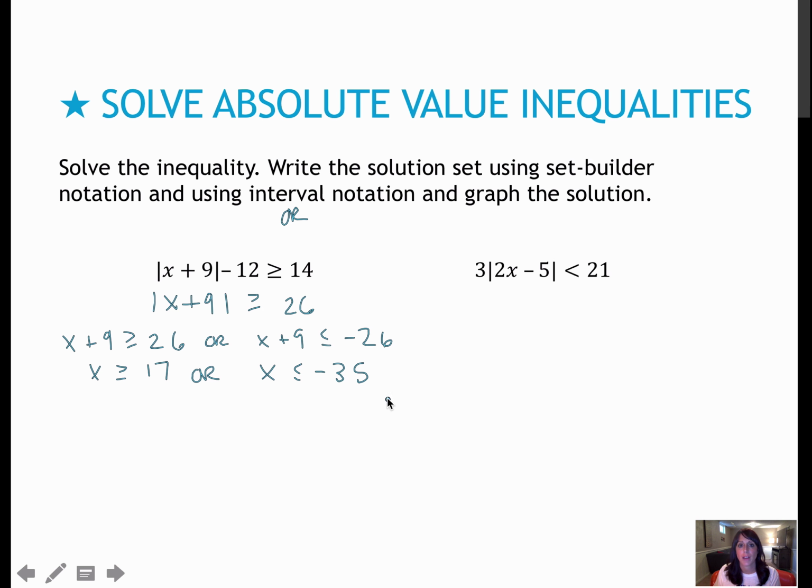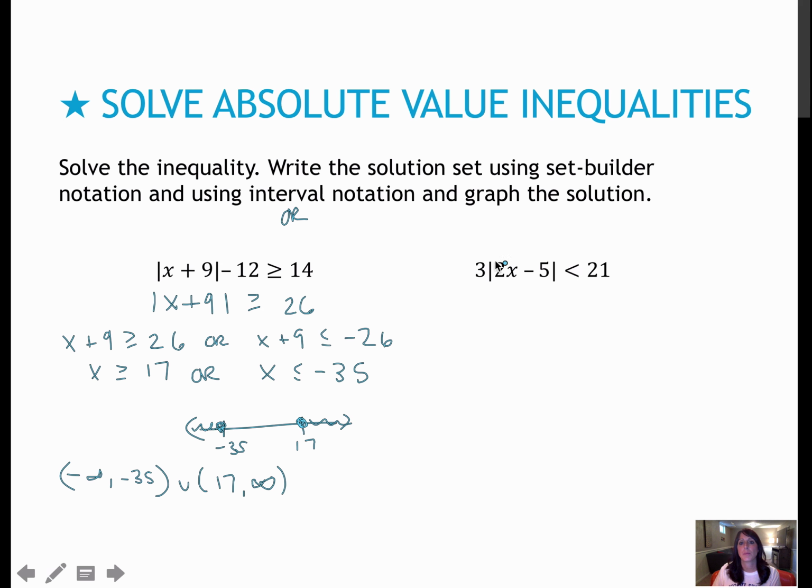I don't have room to do a ton of stuff here, but of course my graph would be from 17 shaded to the right, from negative 35 shaded to the left. In interval notation, it would be from negative infinity to negative 35, union 17 up to infinity.